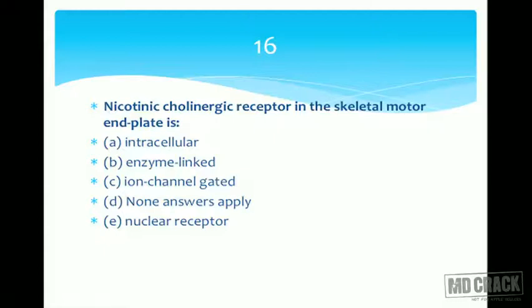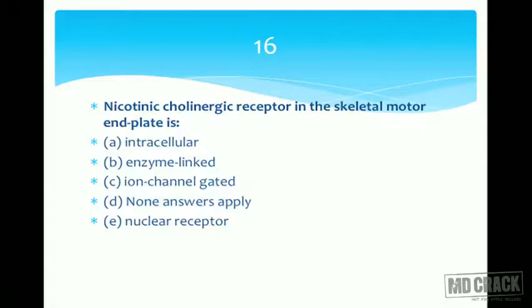Next, enzyme linked receptor. A classical example is the insulin receptor, which has membrane spanning enzymes, and the enzyme is tyrosine kinase. So that's an enzyme linked receptor. One more option left out is none of the answers apply. So if the 5 options have the right answer, then the answer has to be ion channel gated receptor.